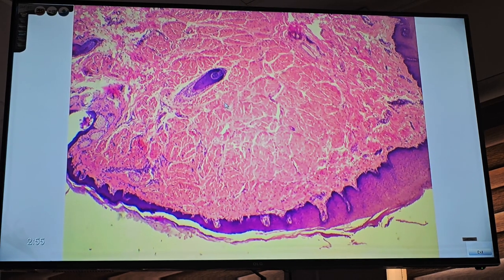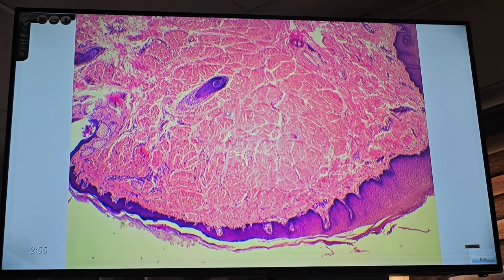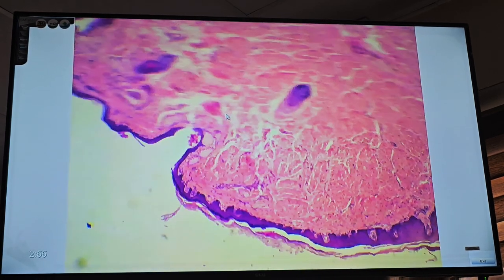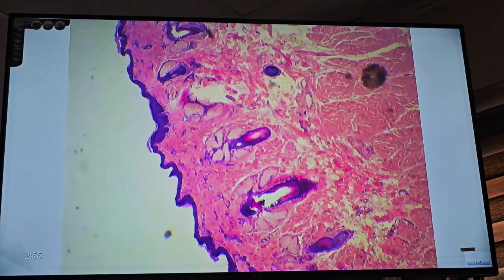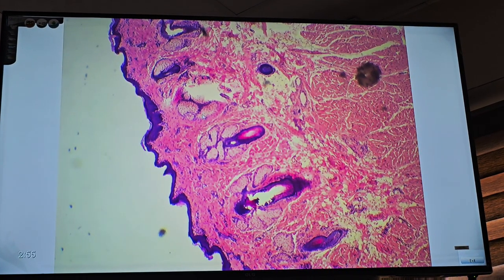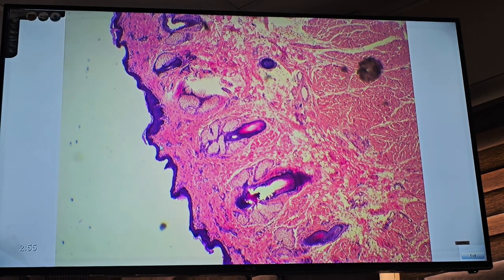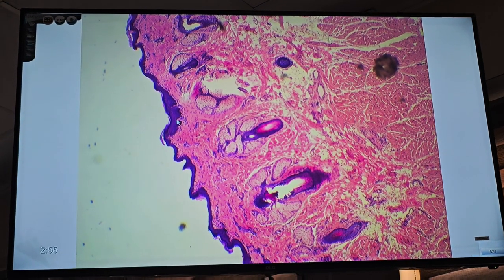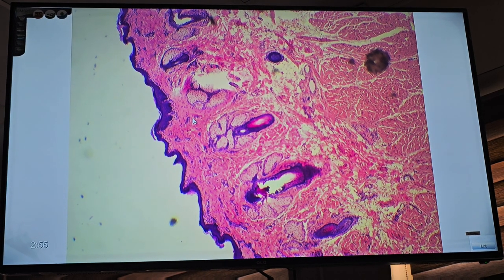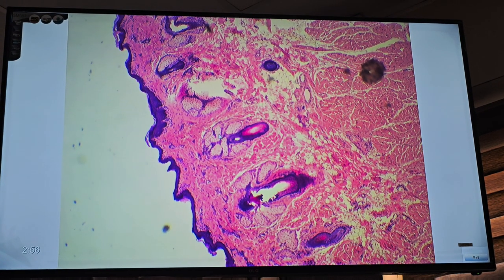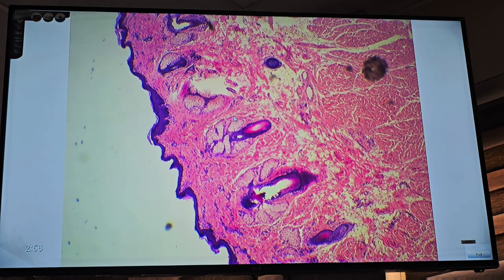This is a section in the lip. Each lip has 3 different surfaces. This is the outer surface of the lip. We can see thin skin with epidermal and dermal layers, in addition to the hair follicle and associated sebaceous gland.